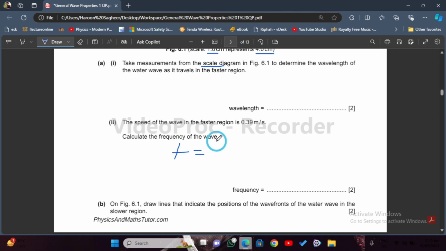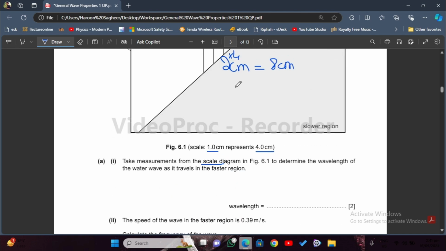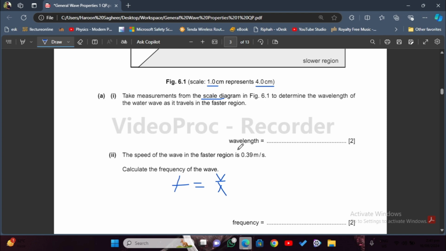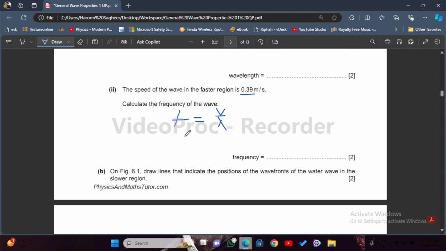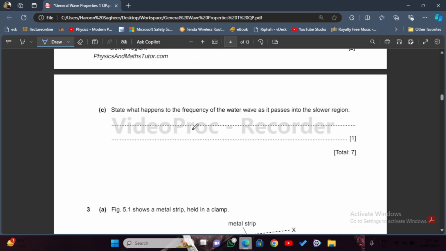So frequency would be the velocity or speed of a wave divided by the wavelength. Wavelength would be found here. Whatever the number is, just multiply it by 4. I don't have a scale with me right now, but I've told you the basic idea. The speed is given, by the way. The speed is 0.39 meters per second. And that's how you can calculate the frequency of this wave.